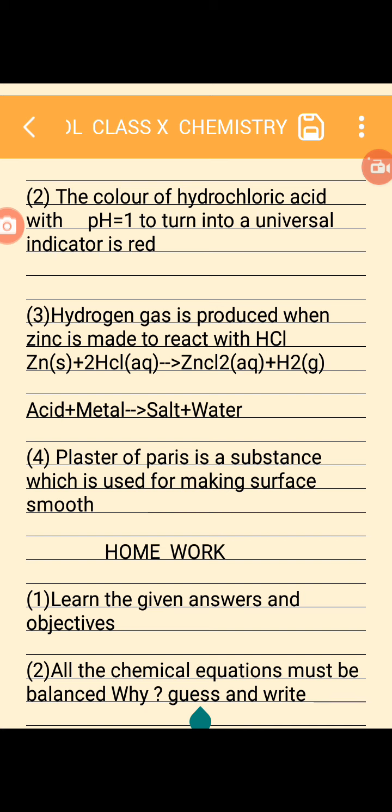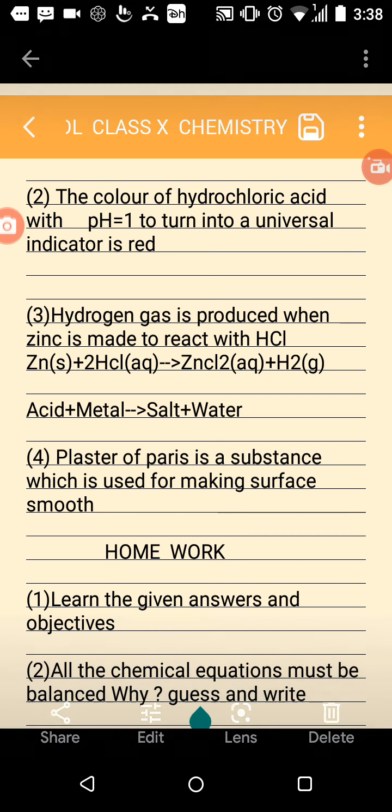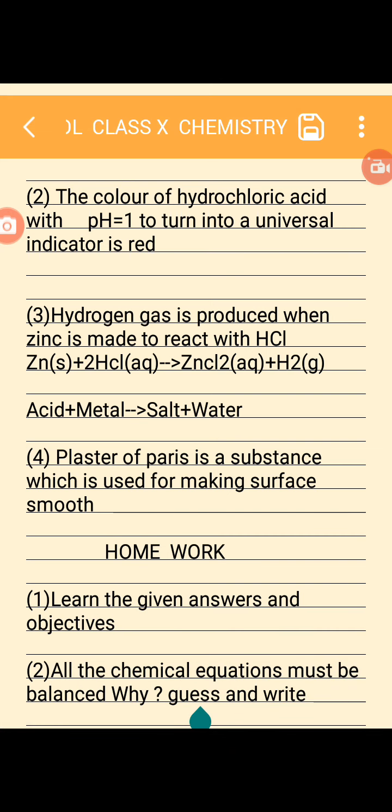Now move on to the homework session. Under it, the first one is: learn the given answers and objectives. Whatever questions we are giving you, students, learn those questions along with the objectives. Now move on to the second question: why must all chemical equations be balanced? Guess and write. Already we have discussed this question in the previous class. Balancing of chemical equations works on the law of conservation of mass, that is, the mass of the system remains constant throughout the balancing of the chemical equation.